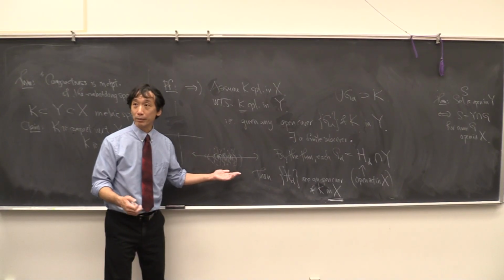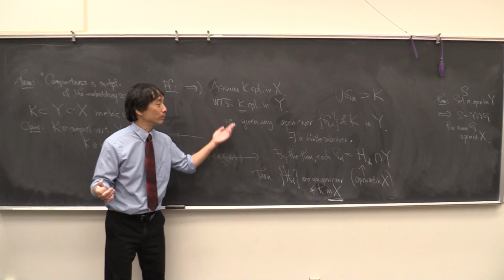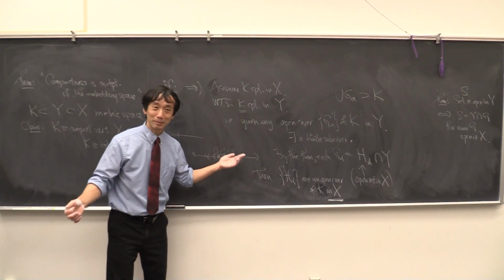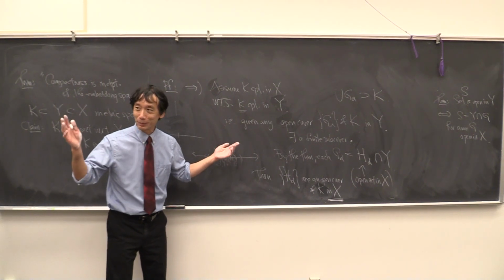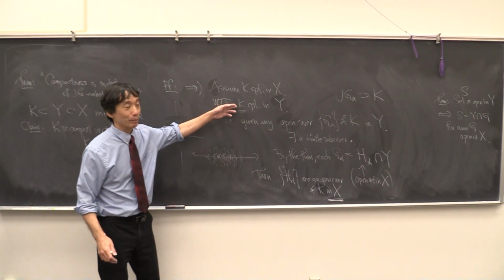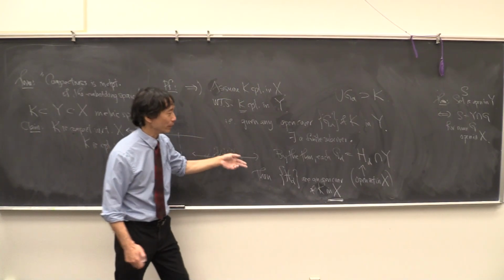Which is good, because then what do we do? We say, well, look, there's a finite subcover. K is compact in X. We assumed it was compact in X, so there's a finite subcover.